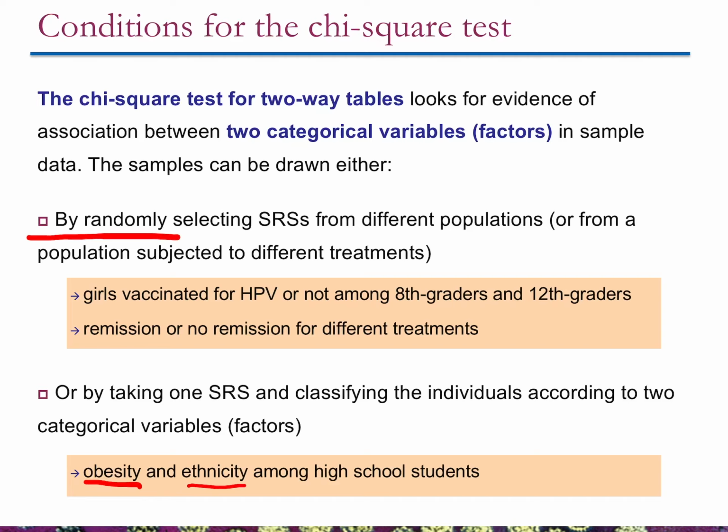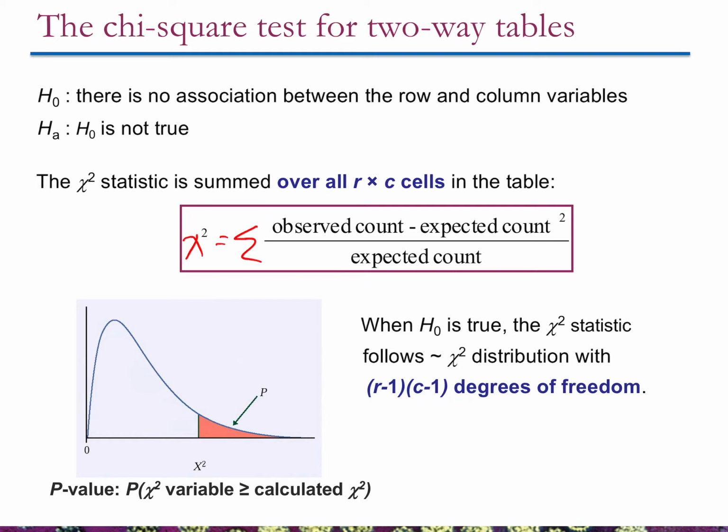Again, our null hypothesis here is that there's no relationship between the row and column variables, and the alternative is simply that that's not true. The alternative is that there's a relationship. So our chi-square statistic equals the sum of our observed counts minus our expected counts squared, divided by our expected counts. This is the same formula we saw in chapter 21.